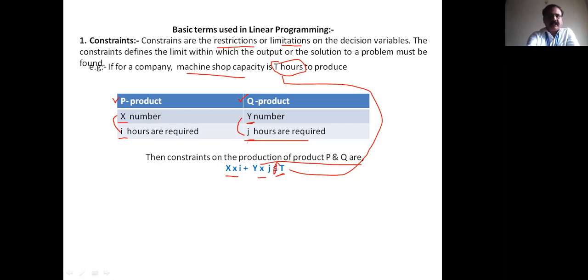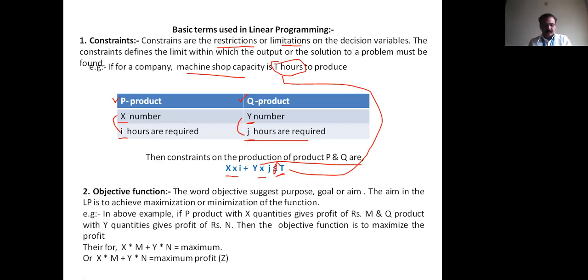Then the next important term is the objective function. What is the objective function? The word objective suggests the purpose, goal, or aim. And the aim in linear programming is to achieve the maximum or minimum of the function, as we have already discussed. LP, that is linear programming, is used either to maximize or minimize the given objective function.